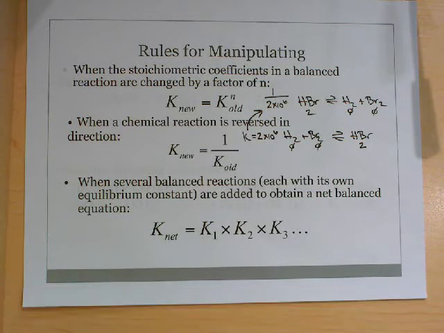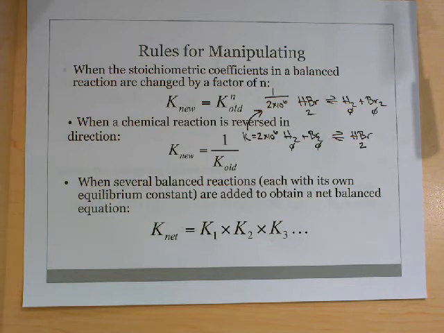And this will come important later. If you have several balanced reactions, each with its own equilibrium constant, they are multiplicative. So they multiply by each other to get the new K for the overall equation. It comes from the fact that K is a forward and a reverse ratio, and so you can't just add them together. They're multiplicative.